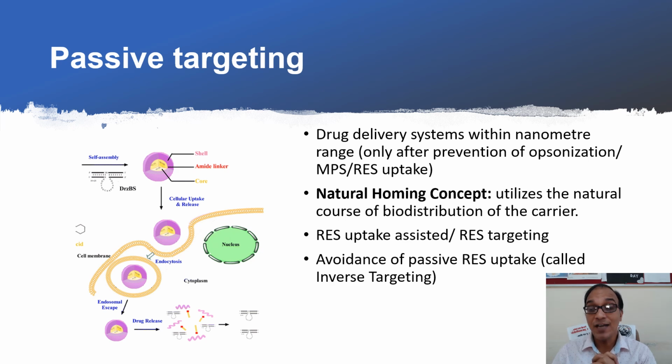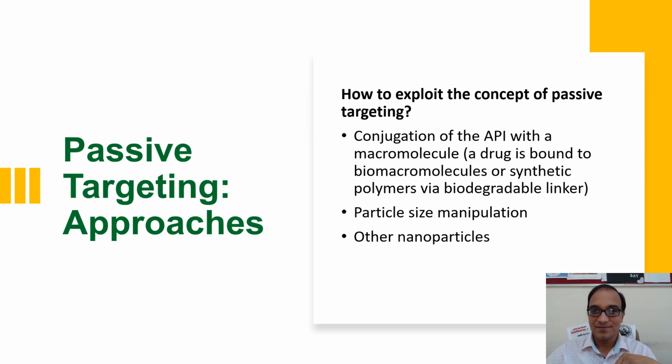Avoidance of passive RES uptake is called inverse targeting. If we want to do non-RES organ targeting, we can modify the surface of these delivery systems, and this is sometimes called inverse targeting. It can be done when we want to target the non-RES organ, we want to avoid the RES uptake. Now, what are the approaches? How to exploit the concept of passive targeting?